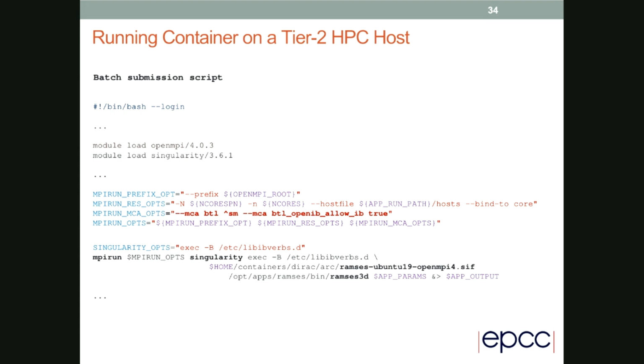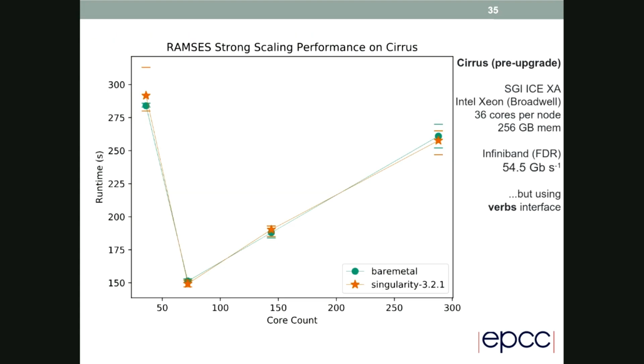So I'll just show you some results now comparing the bare metal performance on a particular tier 2 HPC machine. And this is the Cirrus machine, which we support at EPCC. And it was a version before the upgrade, so before the OS upgrade and before the introduction of all the GPU nodes.